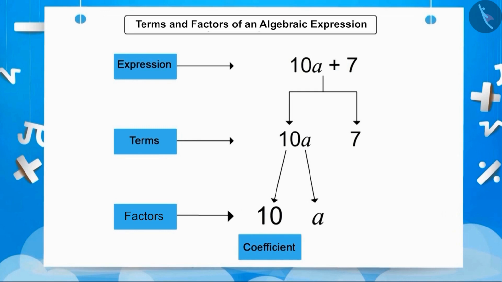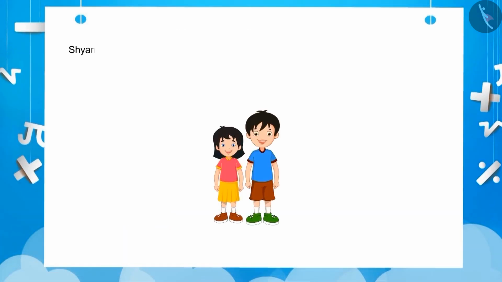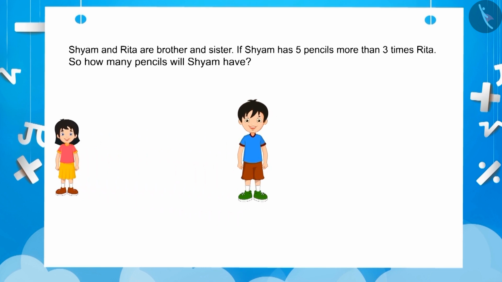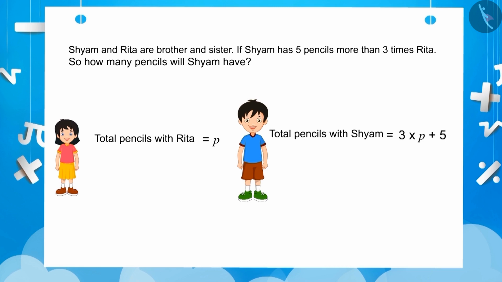Let's relearn it with an example. Shyam and Rita are brother and sister. If Shyam has 5 more than 3 times the number of pencils with Rita, then how many pencils does Shyam have? Let us assume that the number of pencils with Rita is P. So, the total number of pencils with Shyam will be 3 multiplied by P plus 5, which is equal to 3P plus 5. In this expression, P is a variable amount.